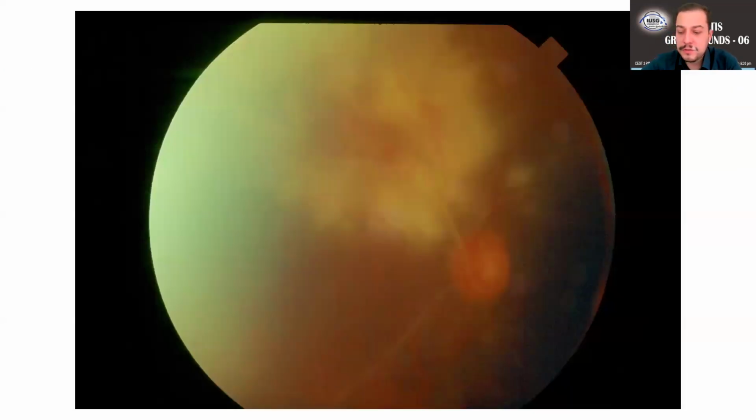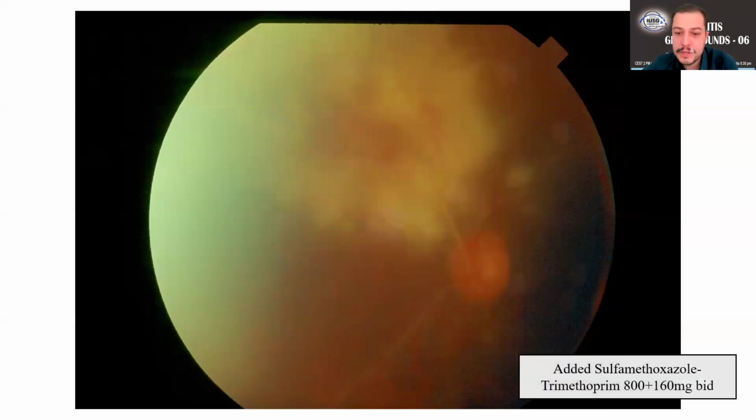Now we can see the fundus exam of the left eye. We have this very similar to what was presented. Next to the disc, we can see this extensive retinal lesion, this extensive exudative necrotizing retinitis associated with vasculitis. At this point, we added sulfamethoxazole trimethoprim twice a day, thinking about a possible ocular toxoplasmosis.